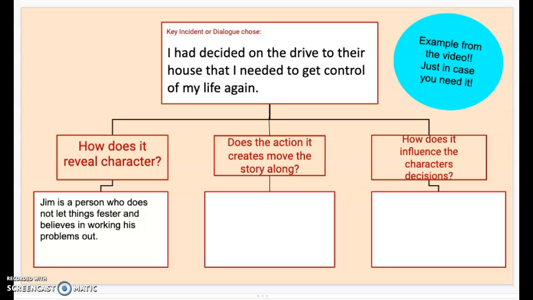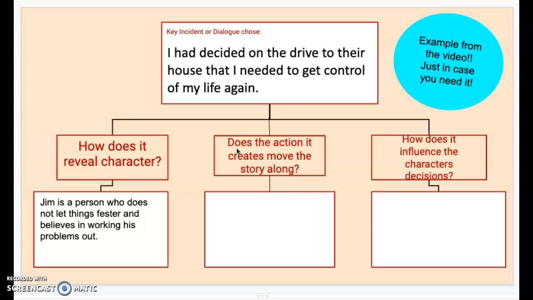I was hoping that chunking these into each question would help you really focus in on each thing that you are doing. So remember, I'm doing a different key incident, and all of your questions are really in relationship to Jim, because he is our narrator. He's the person whose thoughts we are following, and when you look at other people's dialogue, it's always about how does it influence Jim.